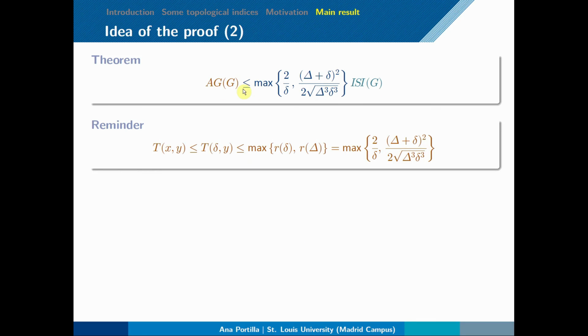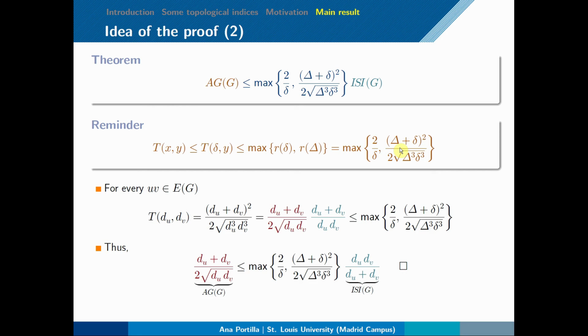Recall that this is the inequality that we want to prove, and this is what we've got so far. The function T that we defined at the beginning of the proof is upper bounded by the maximum between these two quantities, which happen to be these two expressions. So the next thing is to consider, for every edge uv in the graph G, evaluating this function T at the degree of u and the degree of v. If we just evaluate the function at these two quantities, we get this expression. And this expression can be written as the product of this red and blue factor. We write it this way to simplify the calculations later.